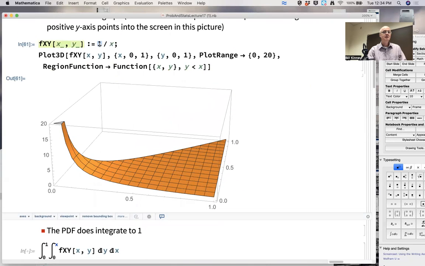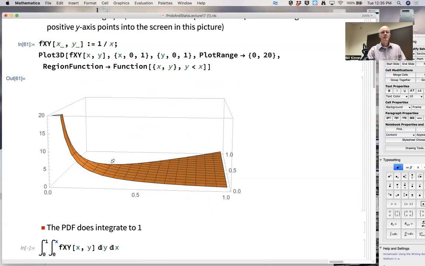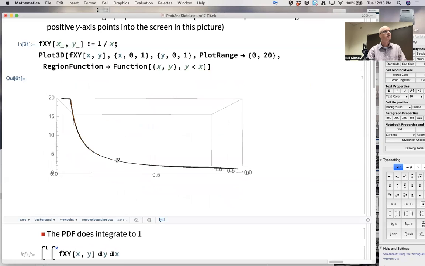1 over x. They only depend on x. So for any fixed value of x, say right here, it doesn't matter what y is. You see all the outputs along that line where x is fixed are the same. Same along here, same along here, same along here. If you look at it head on, it looks like it's just a curve. It looks like 1 over x.